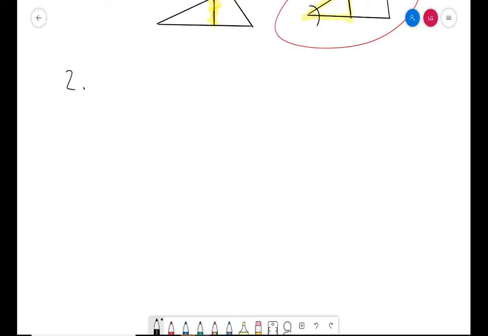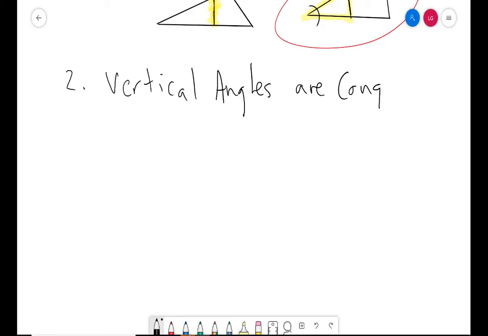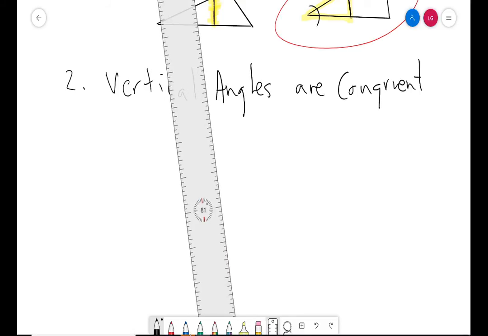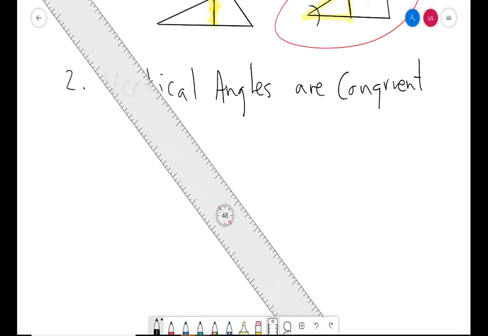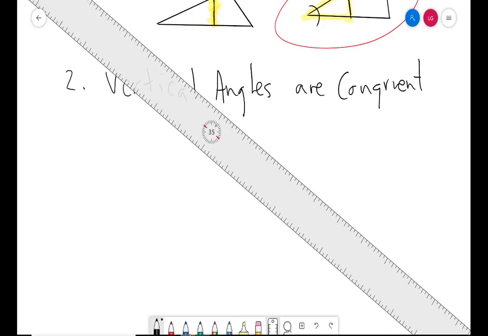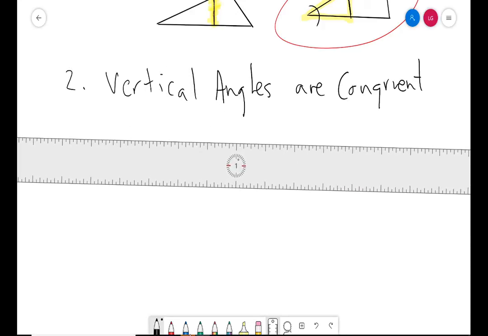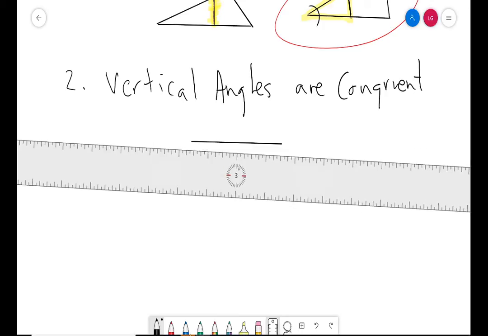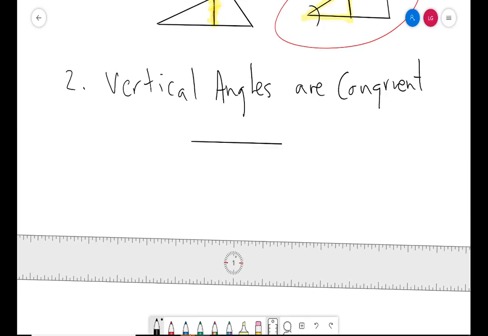So that'll be reflexive property number 1. Number 2: so-called vertical angles are congruent. What does this look like? Well, we've seen this one a few times already on this channel. Give ourselves two parallel lines.